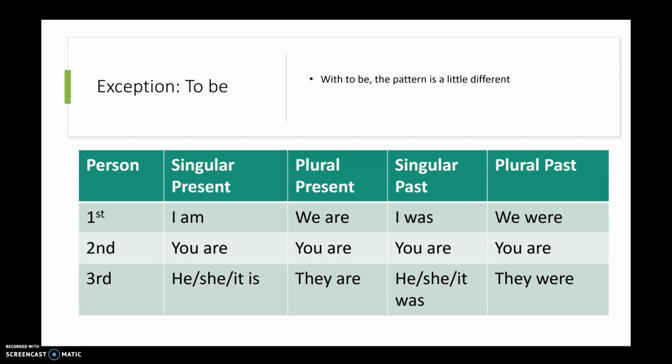Plural past is we were. Second singular and plural past is you were. And third singular past is he, she, it was. Plural past is they were. And you can see that here were is kind of like are, and was is kind of like is. So that's kind of a way to remember it.